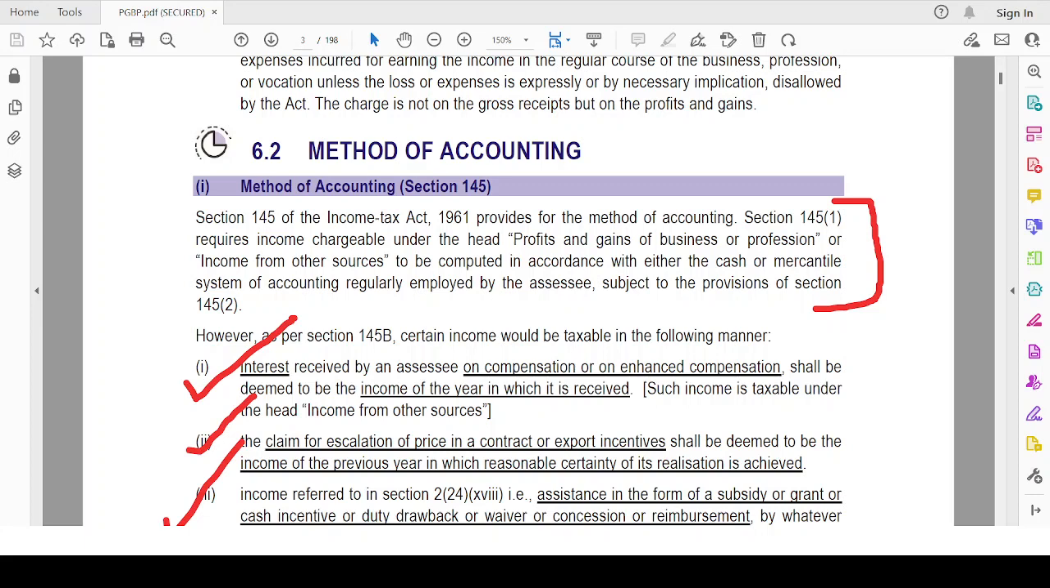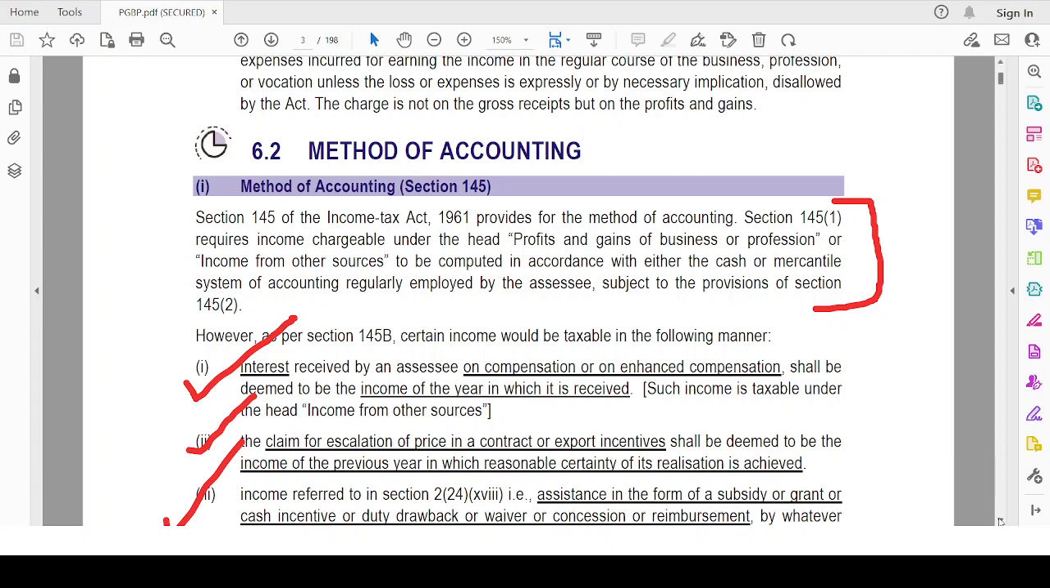Hi everyone. Here we are discussing the method of accounting, section 145 of the Income Tax Act 1961. It basically provides for the method of accounting. It requires income chargeable under the head PGBP or IFOS to be computed in accordance with either the cash or the mercantile system of accounting.